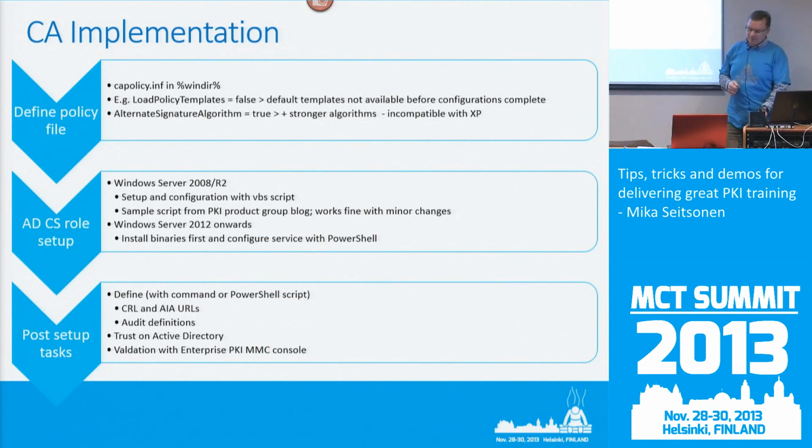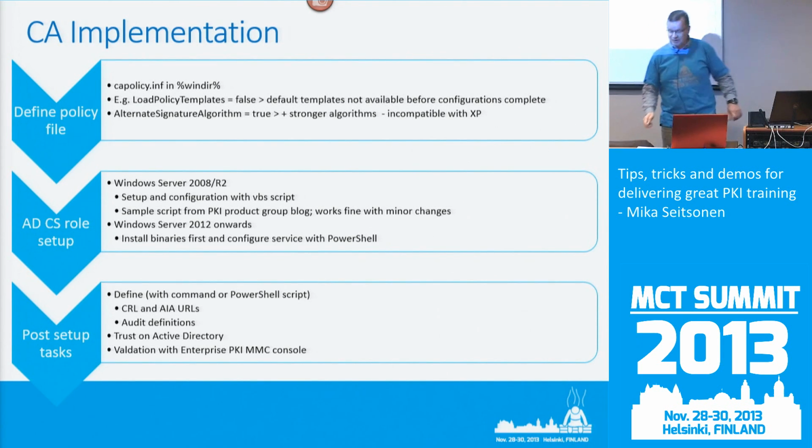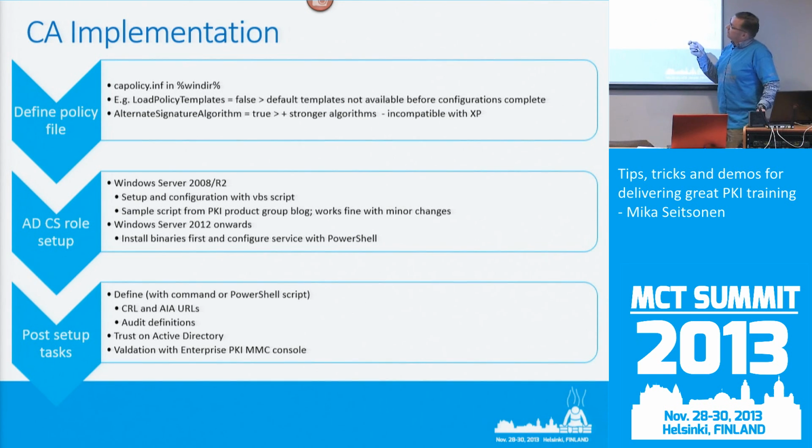On this environment, the CA has been implemented, and as most of you probably know, CA implementation has had three steps for quite a while. Even on 2012 R2, the first step is defining the CA policy in a file. In that file, you can, for example, define the setting load policy templates. With the load policy templates false setting, you define that you don't want to distribute any certificates before you get everything ready. You can also define the alternate signature algorithm, the renewal periods and so on.